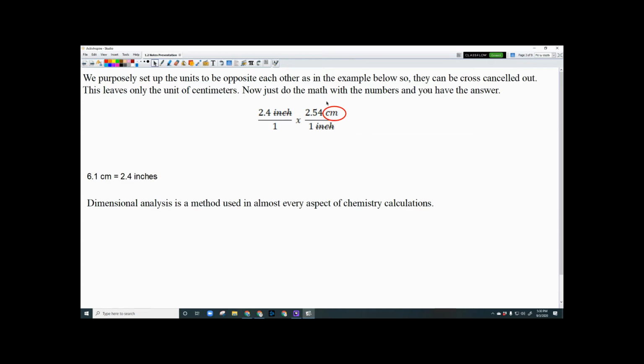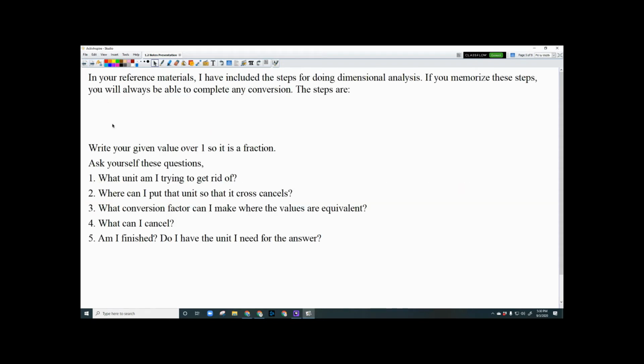Now this right here would be given to you. This would be supplied for you. And we'll see an example of that in just a second. There are certain steps that you need to follow, and I am going to just jump forward here. These are steps that you need to follow, and these are in your reference materials on Google Classroom. If you follow these 5 steps and you ask yourself these questions, you can do any of these problems that we're about to do.